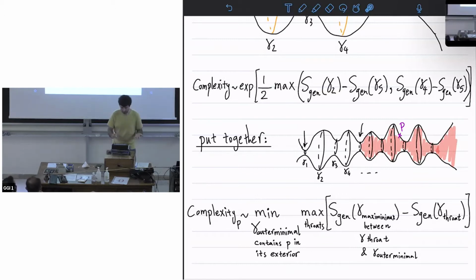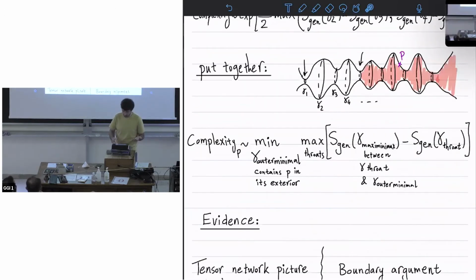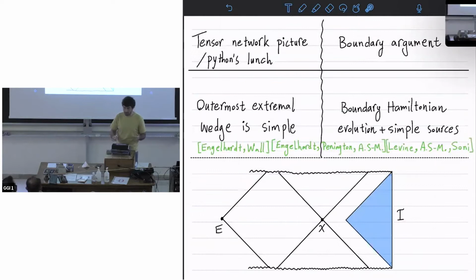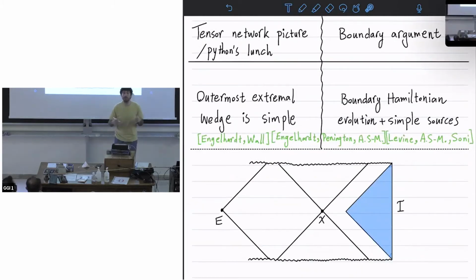So I'm just going to say some words about that, not get into details. For example, a basic prediction of Python's lunch conjecture is that the outermost quantum extremal surface is not exponentially complex. It's simple. And that's been argued for in some papers going back to an earlier conjecture made by Aaron and Neda. And their argument roughly goes like this.